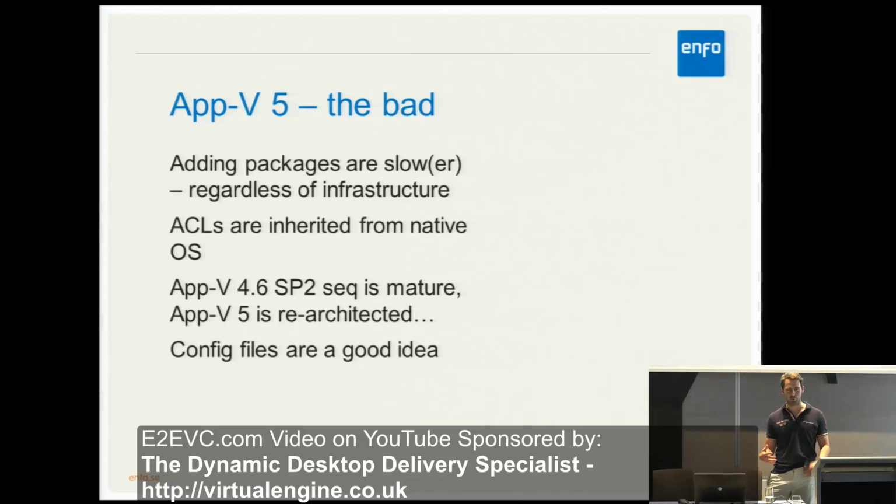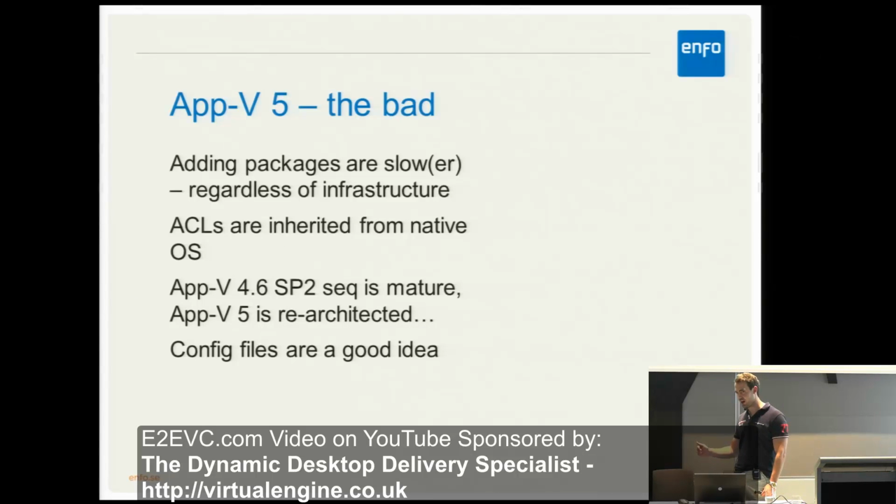So App-V 5 is a re-architecture. Microsoft is doing something brand new. 4.6 has matured over time. We've been whining about it, but they had tons of customers using it. Loads of applications have gone through the process of sequencing. The community has written tons of things, and I think Aaron Parker made a blog post that he had a list of about 400 recipes. So it's quite a mature process.